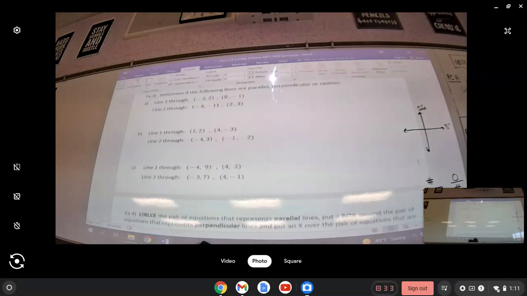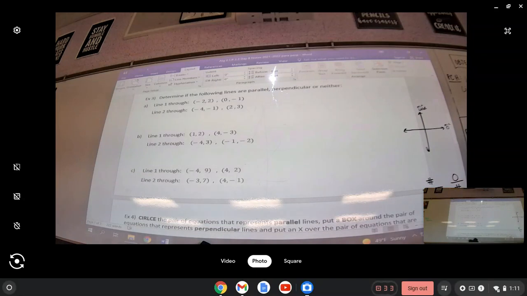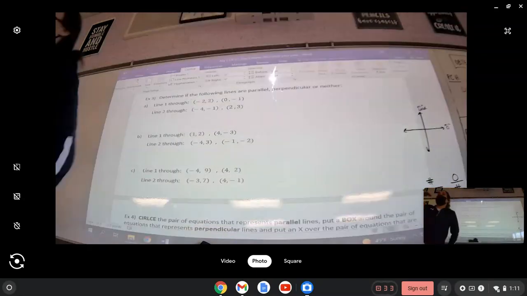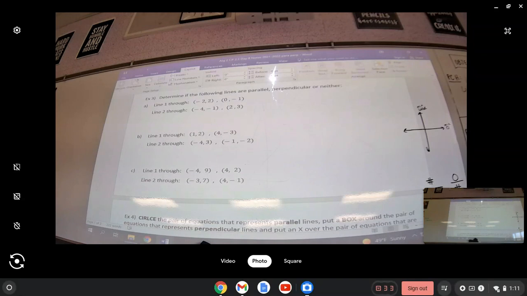All right, so in example 3, they want you to determine if the following lines are parallel, perpendicular, or neither. Guys, if you're going to find out if lines are parallel or perpendicular, what piece of information do you have to know about those lines? Gotta know their slope. These are slope questions. If you want to talk about something being parallel or something being perpendicular, then the piece of information you need is slope.